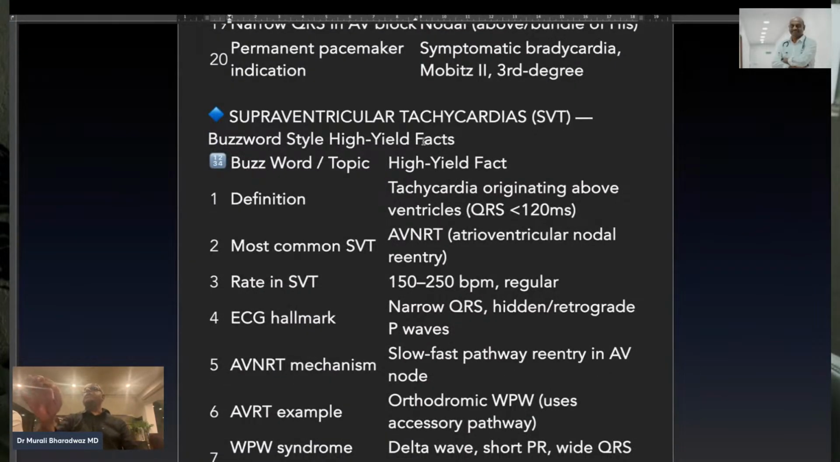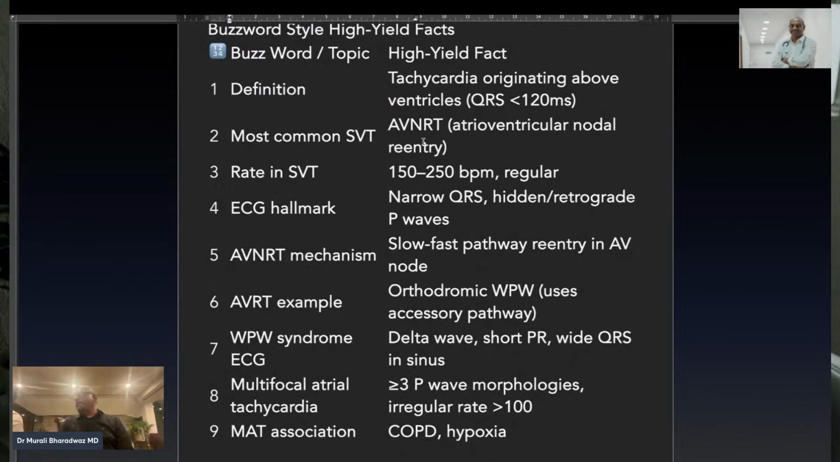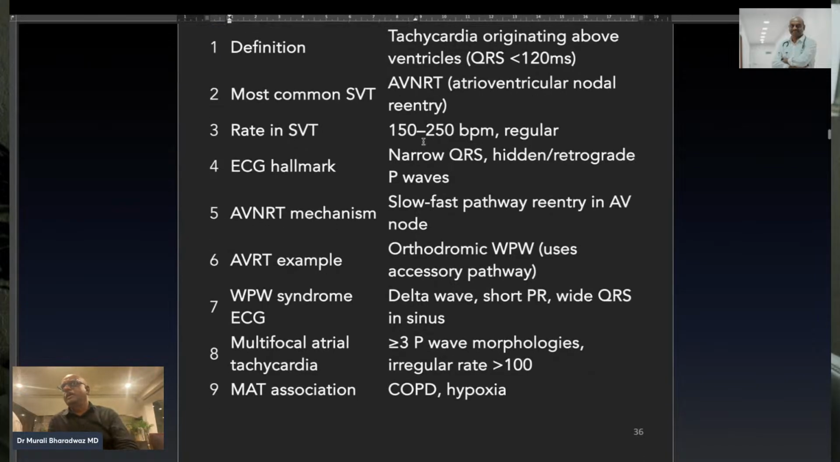Any narrow QRS tachycardia, unless proven otherwise, is SVT. The most common cause of SVT can originate in the SA node, in the atria, or in the AV node. It is called atrioventricular nodal reentry pathway. A circuit goes around in the AV node. That is called AV nodal reentrant tachycardia, the most common cause of SVT.